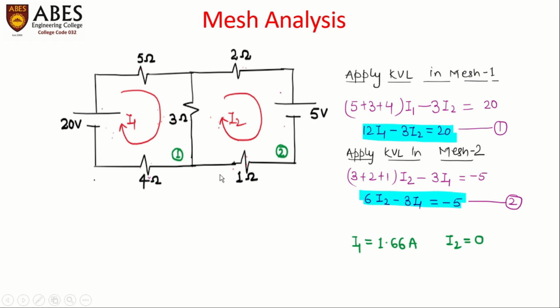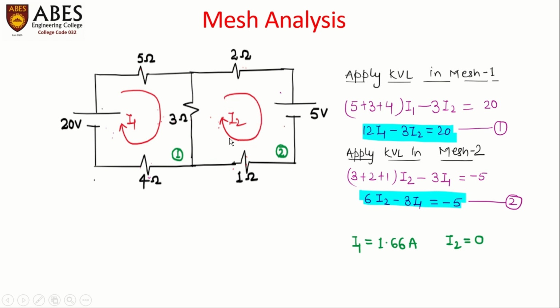Is there any resistance which is common to another mesh? No, there is no resistance left that is common between mesh 2 and another mesh. Now after that, I will find if there is any voltage source associated with mesh 2. If there is no voltage source associated with mesh 2, then we will write here equal to 0. But a 5 volt voltage source is associated with mesh 2.